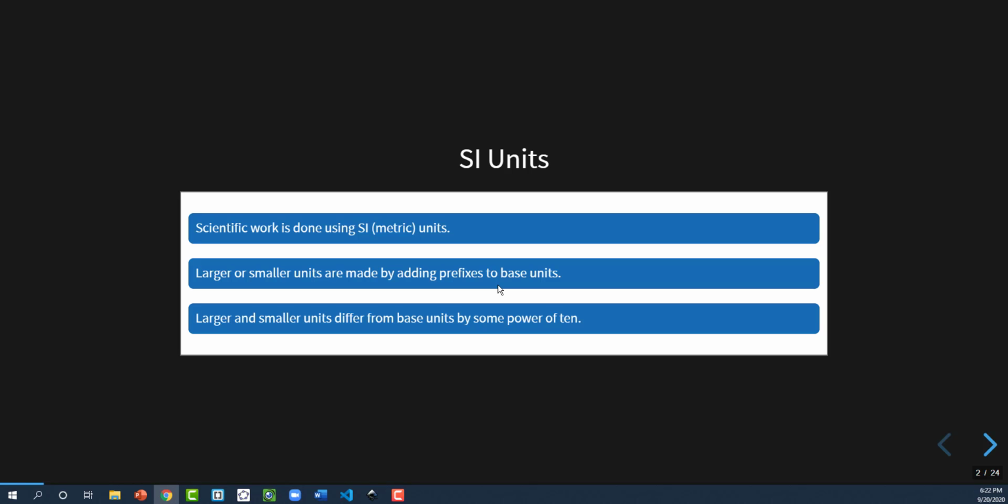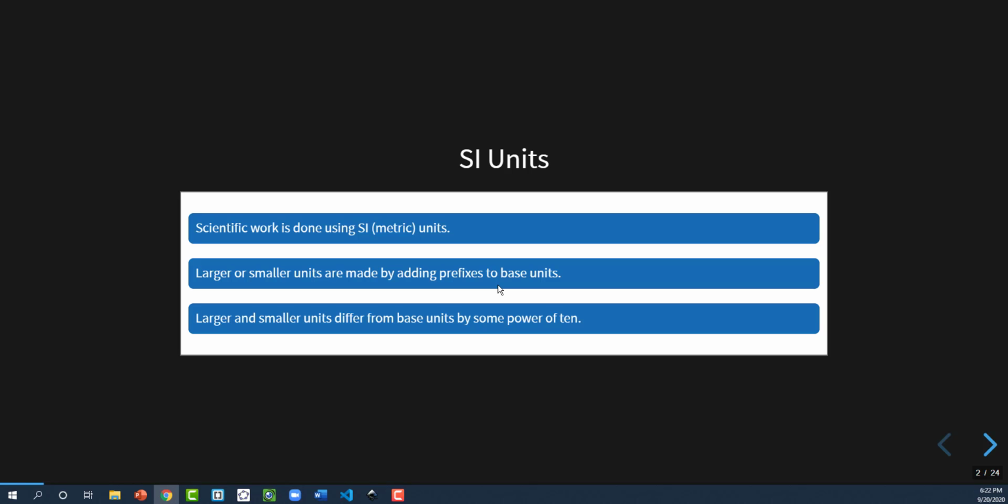If you have a base unit like the meter, and you need a larger unit, let's say 1,000 times larger, you add a prefix, the K, meaning K for kilo, to the meter to make it a kilometer. And that's not how units work in other aspects of our life. I'll give you a quick example.